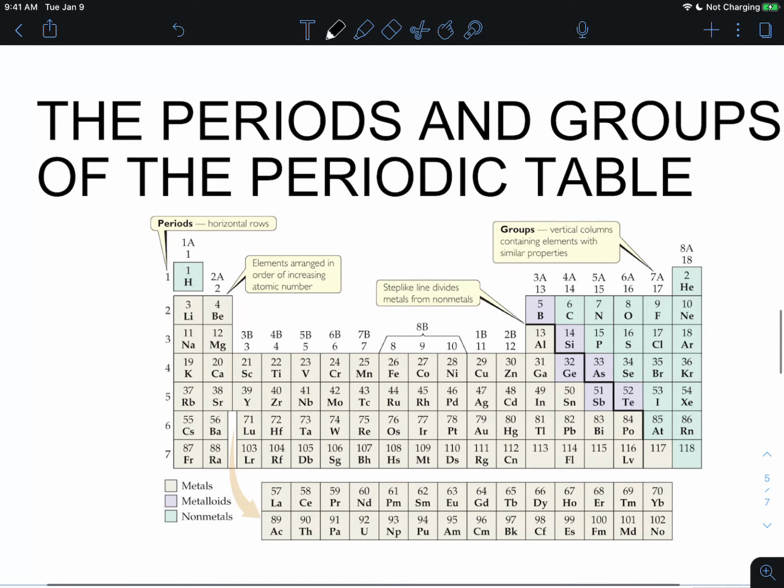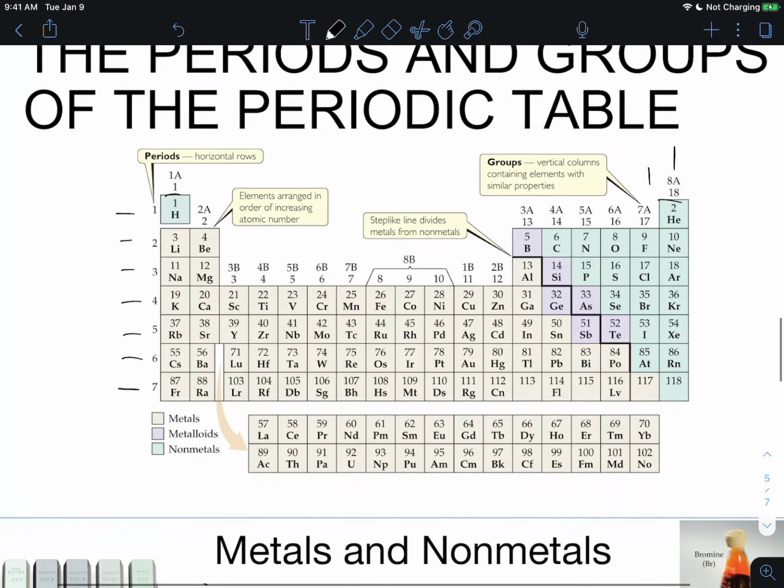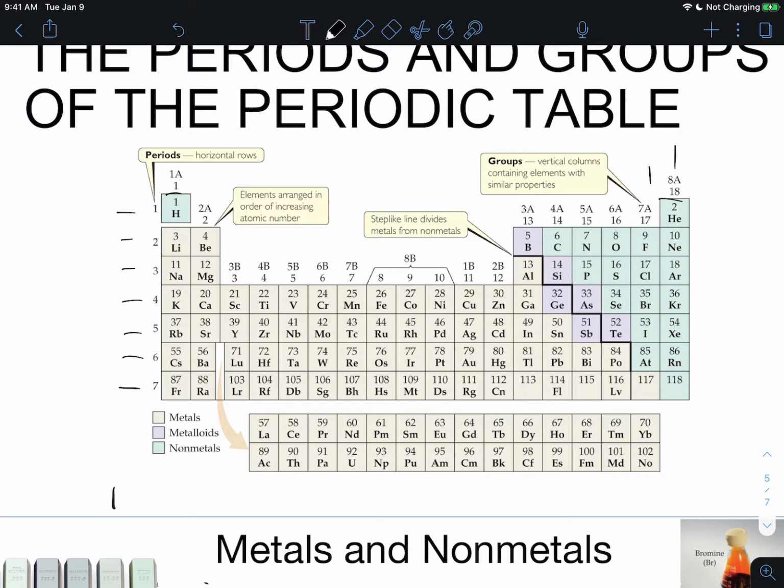Okay, the next thing I want to look at are the ideas of periods and groups. So periods are going to be our rows, and they go between 1 and 7. And then our groups are going to be our columns. And they go from 1 to 18. So if we look, 1, 2, 13, 14, 15, 16, 17, and 18, these are called main group elements.